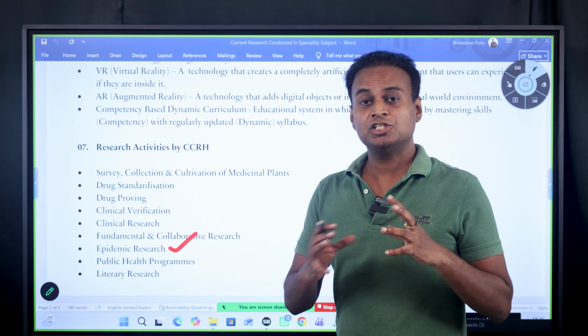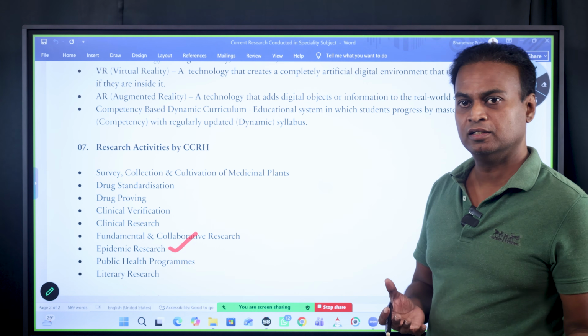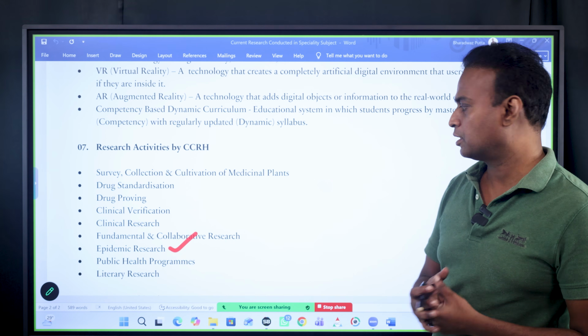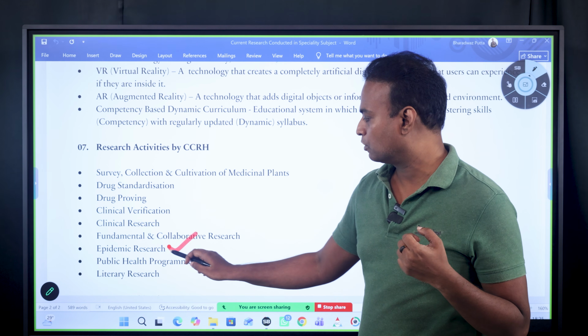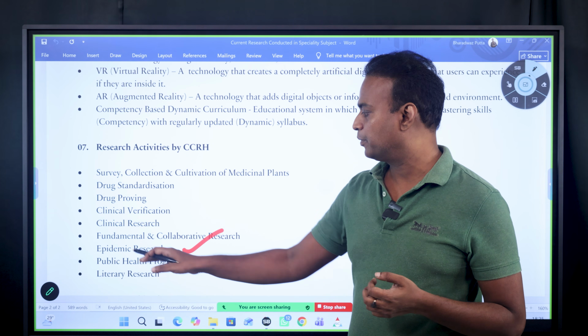So epidemic research, this is one of the important research. We have genus epidemicus, right? Whenever there is an epidemic in the country like COVID, a group of scientists come together and propose a drug. We have done that for COVID and other diseases in the past. Even for dengue, we have done epidemic research.